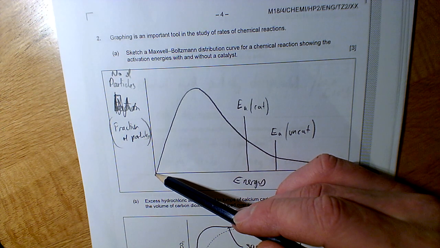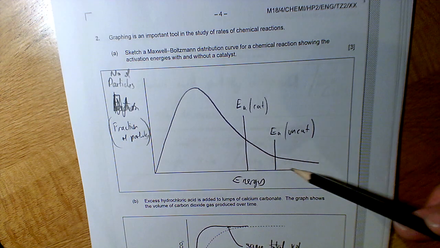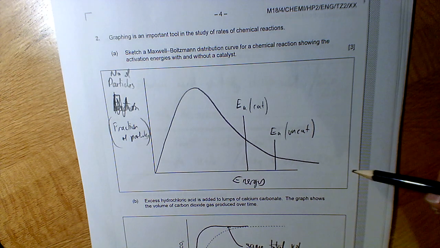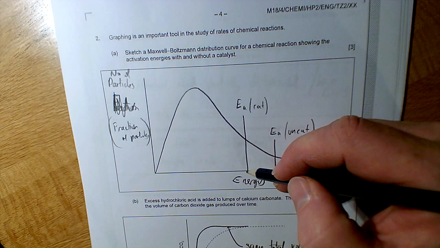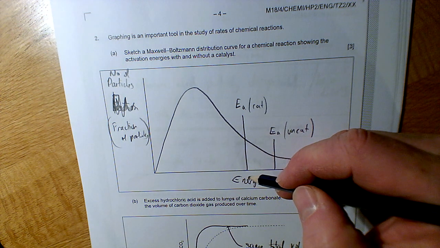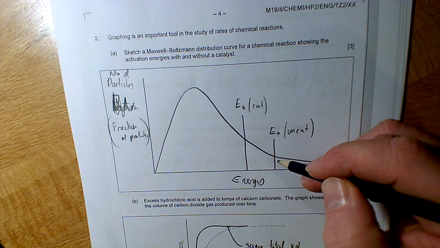The curve, you need to know, starts at 0, 0, starts at the origin, goes up and then down, doesn't touch the horizontal axis again. It should just shallow out. And somewhere on that downward curve, doesn't really matter where, you should have the activation energy of the uncatalyzed reaction labelled.